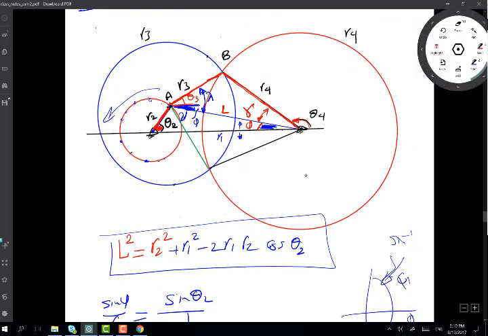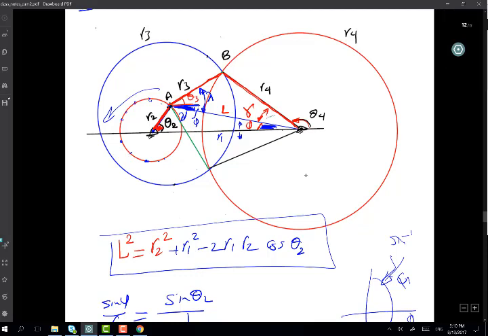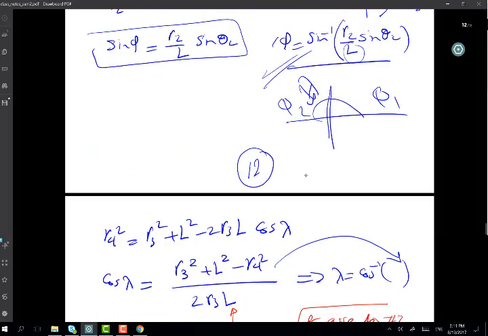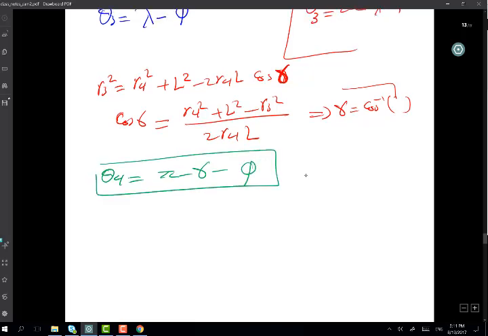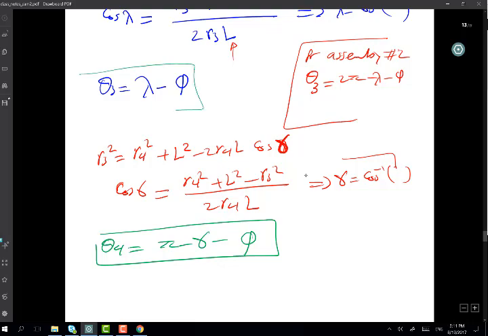Just use a different color. I managed to get it. Then it will be this angle in gray. Now, if I want theta 4, I just take the sum of those angles, gamma and phi, from pi. So theta 4 now is pi minus gamma minus phi. At this point in time, I have my theta 3 and I have my theta 4 as well.